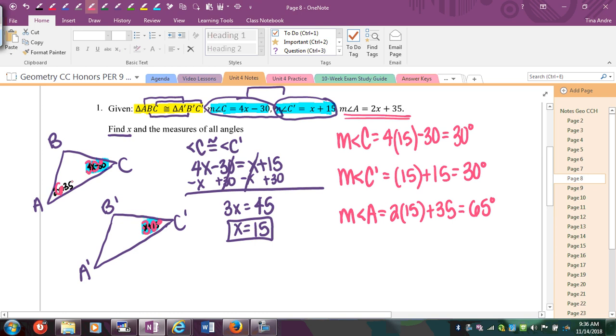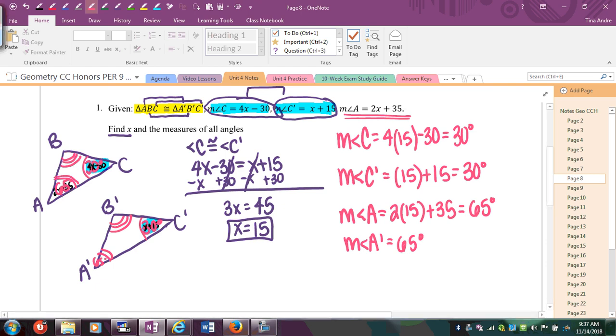Then from there, if I want to find A prime, remember I know that those have to be congruent because those are in the same position. So that means A prime is going to be 65. The measure of A prime is 65. You don't have to show any substitution, just because those are corresponding angles that belong to congruent triangles. So those must be congruent. And then lastly, we know that B and B prime are going to have to be congruent, but I don't know either of those. So think about how we could solve that.